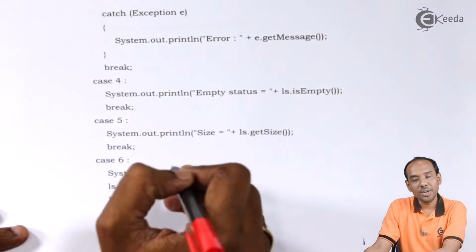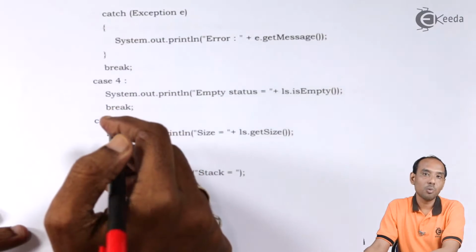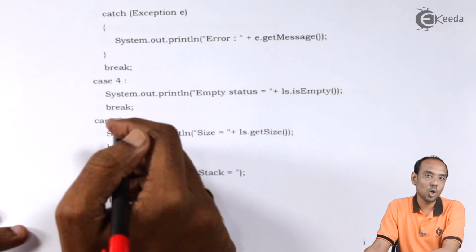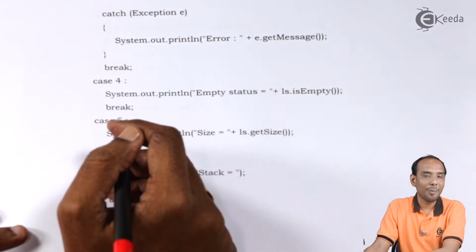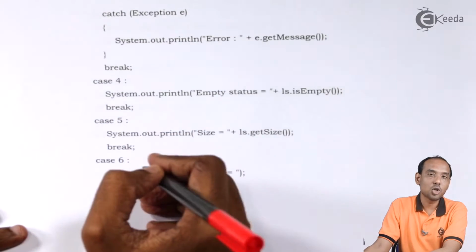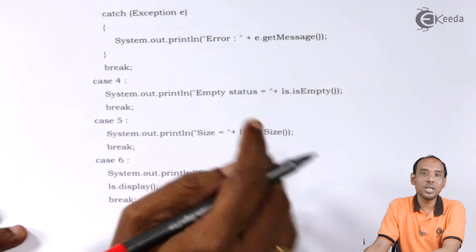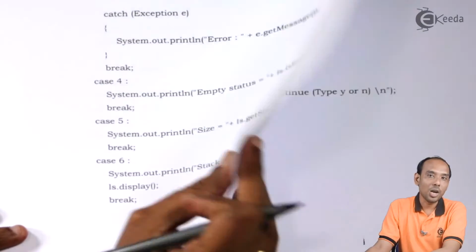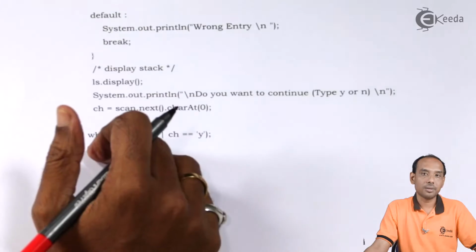Next case is what? We need to display the status of the stack. We have already defined a function called display. So based on the object of the linked list, we are going to call that particular function. So we are going to write ls dot display, and that will display the status of the stack. That is going to display the values present in the stack.